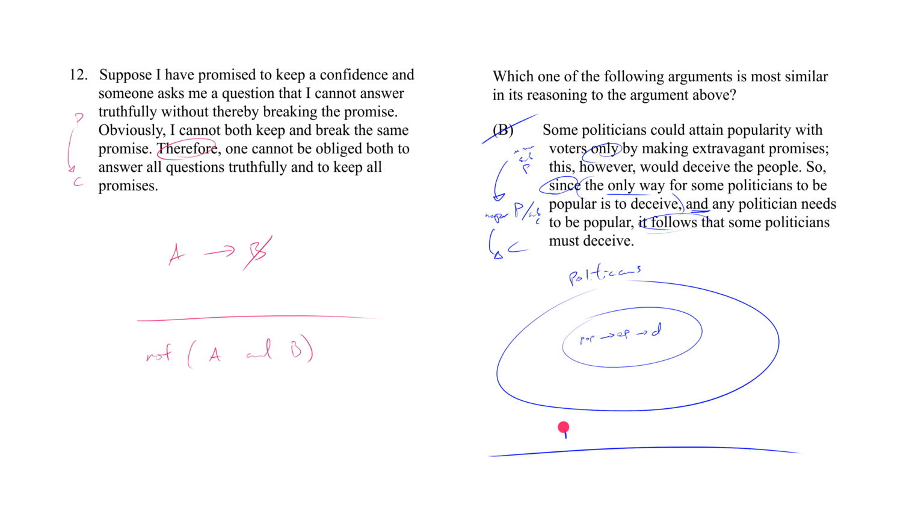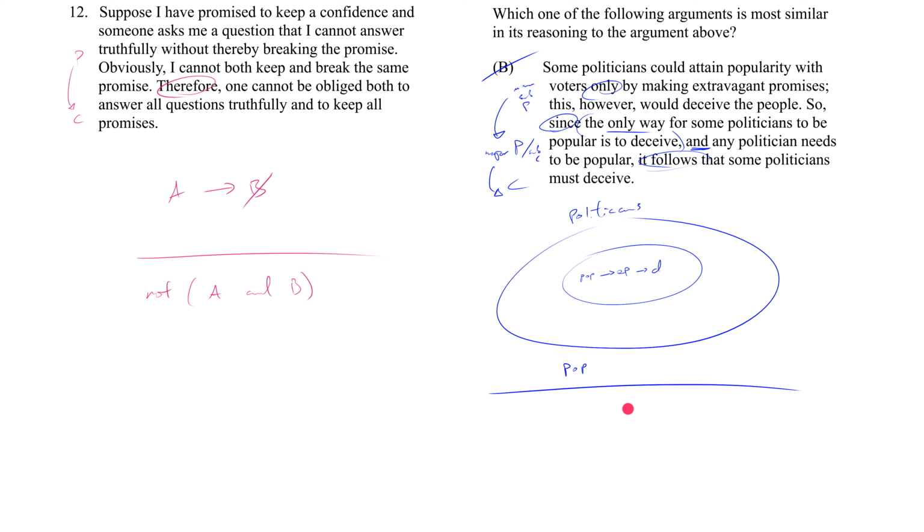Well, if everyone has to be popular, right? If every single one of you has to be popular, and some subset of you being popular necessitates you being deceptive, well then for that subset, you have to be deceptive. You see how this argument runs through? This is actually a valid argument. If you accept all the premises, the conclusion must follow.